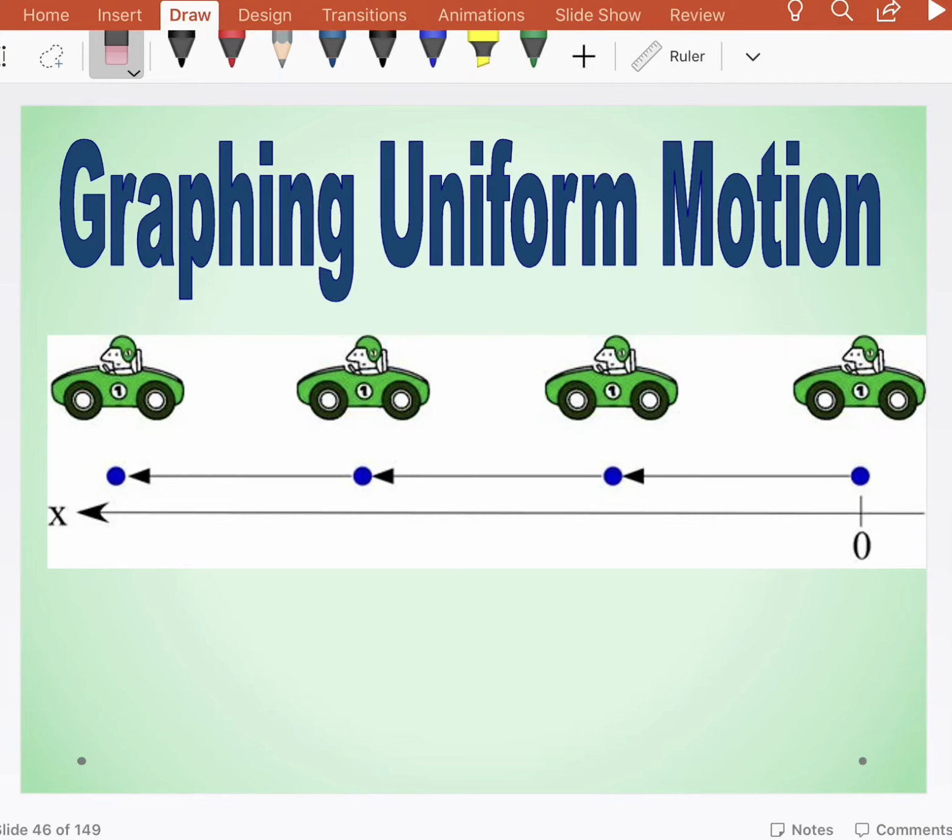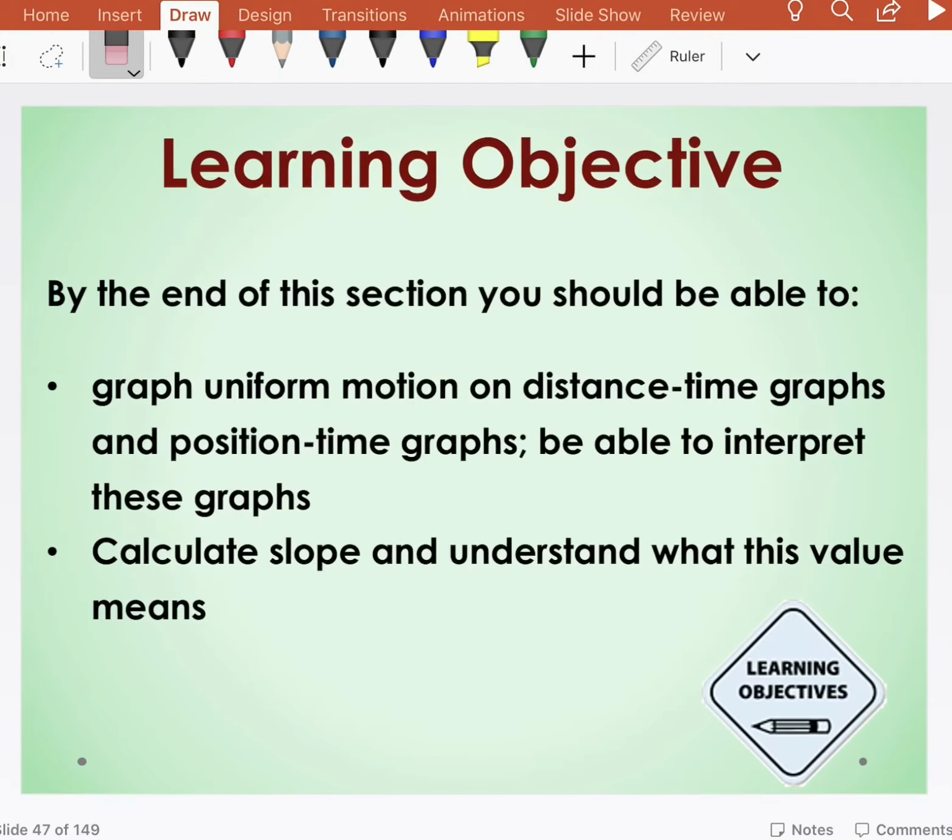So at this point in physics, we're moving on to graphing. We're going to be going through a couple types of graphs, but for this lesson, we're going to be focusing on uniform motion graphs, which means graphs that aren't involving acceleration and it's just traveling at a steady speed. This first video is going to be focusing on distance time graphs. And then we'll be working into position time graphs, and that will be that.